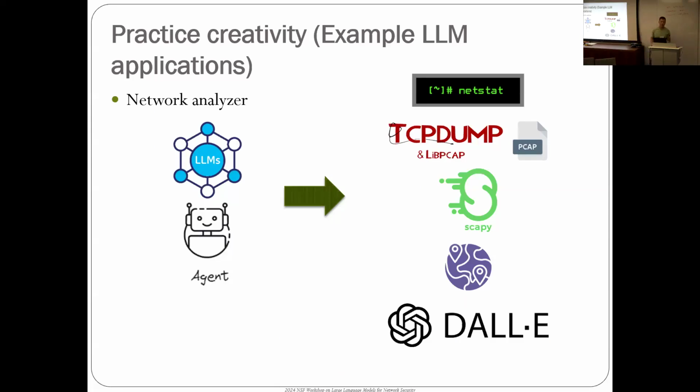So I had a student do a network analyzer, an LLM agent that basically orchestrates these tools. Netstat to figure out what interface it's on, tcpdump to get the trace, Scapy to parse the trace, ipinfo to figure out geographic locations of the addresses in the trace, and then send all that to DALL-E and say, give me a picture of what my network is doing. I'm like, oh yeah, that's really cool. I would have never thought of that because I'm old and I don't think about creative things like this.